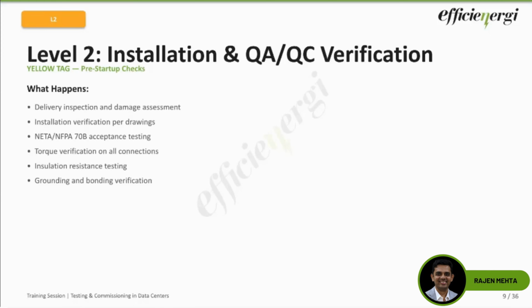Now, during NETA testing, you will go into all the standard acceptance tests for every electrical equipment that is part of the data center. It typically will include your IR test, contact resistance, high pot, etc. And ideally speaking, outside India, it is mandated to be done by NETA qualified technicians. In India, unfortunately, there is no such agency who is NETA qualified as of yet, as far as I know.